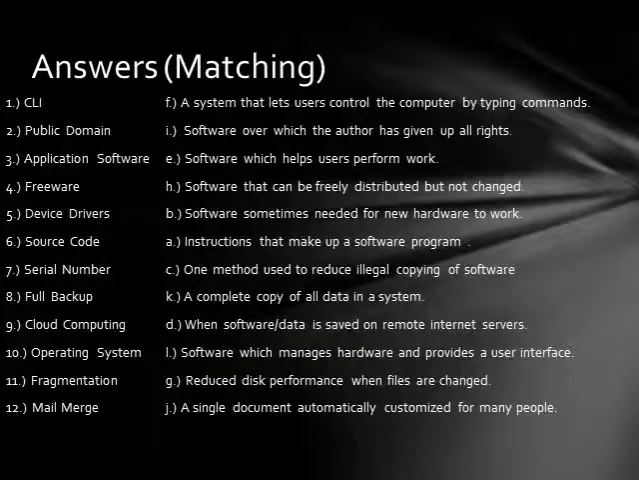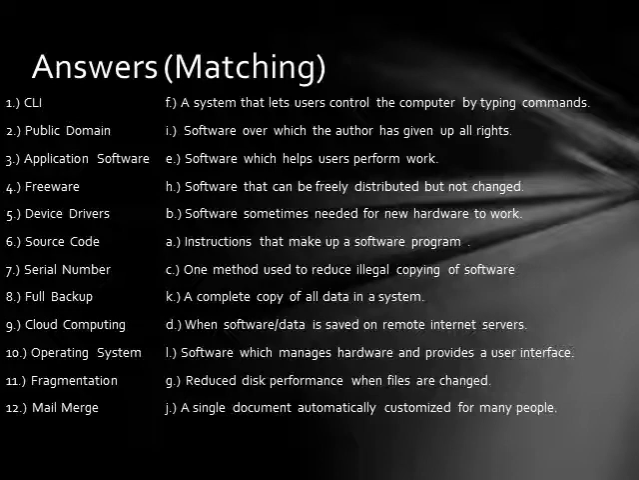Okay, so these are the answers for the matching. For the first term, the answer is F. A system that lets users control the computer by typing commands. For the second term, public domain, the answer is I. Software over which the author has given up all rights. For application software, the answer is E. Software which helps the users perform work.